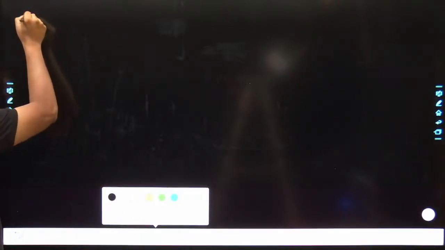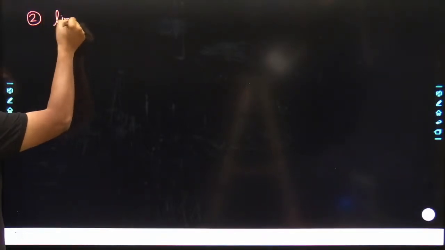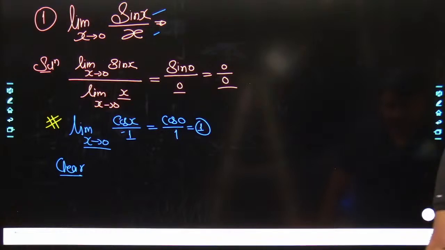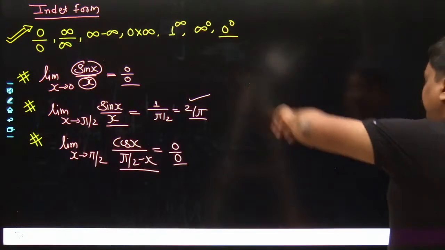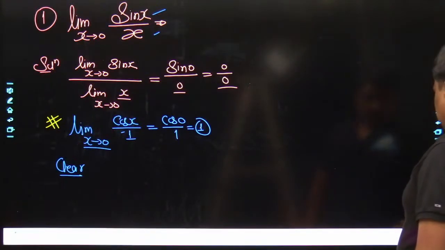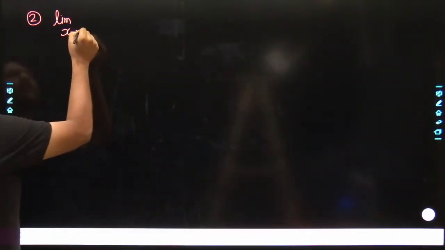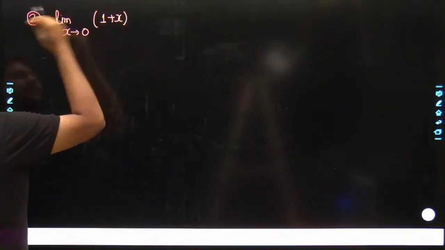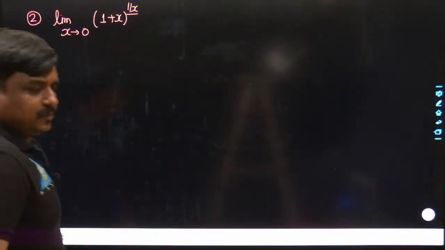The problem is the second one. Limit x tends to, deliberately I am going to make this situation, may I know which one? 1 raised to infinity. Let's take for that the arrangement that has to be made. That has to be 1 plus x raised to 1 upon x.